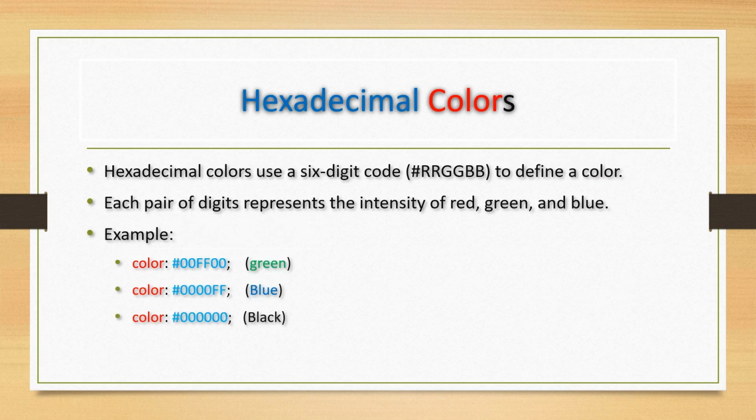Hexadecimal colors. Hexadecimal colors use a 6-digit code, #RRGGBB, to define a color. Each pair of digits represents the intensity of red, green, and blue. Example: color: #00FF00; green. Color: #0000FF; blue. Color: #000000; black.